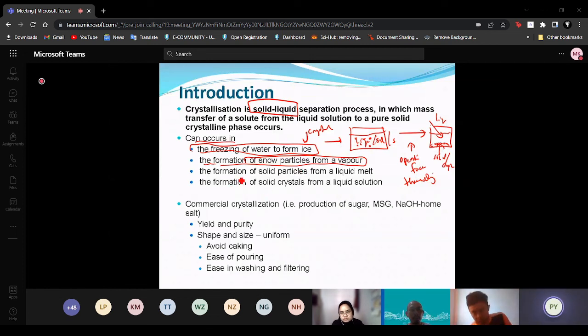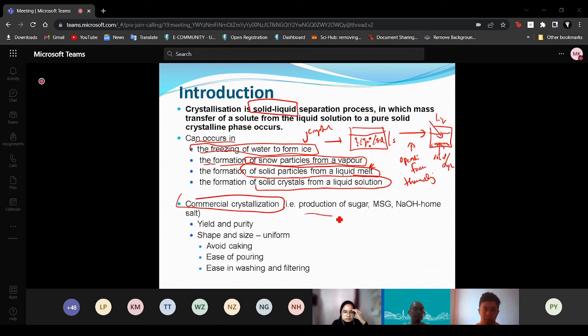And then the formation of solid particle from liquid melt. So some liquid melt because of the concentration is high, and then it tend to become solid particle. So that solid particle, normally we call it as a crystal. The formation of solid crystal from liquid solution. Ni liquid melt ni concentrated lah. Liquid solution ni yang little bit less concentrated.